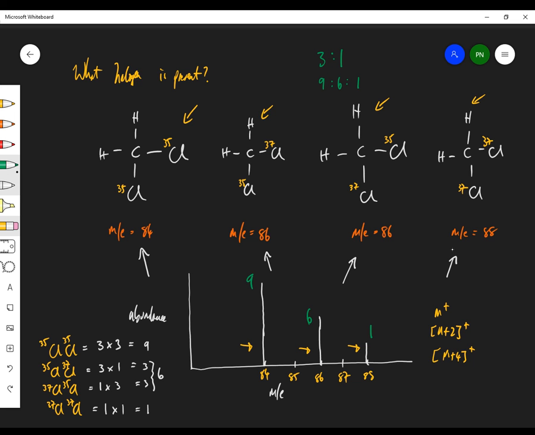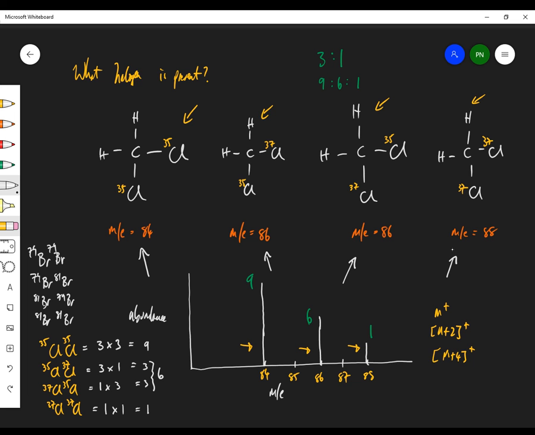If we do the same with bromine, I'm not going to go through all of this, and I'm not going to draw the picture. You can get a 79 and a 79. You can get a 79 and an 81. You can get an 81 and a 79, and you can get an 81 and an 81.